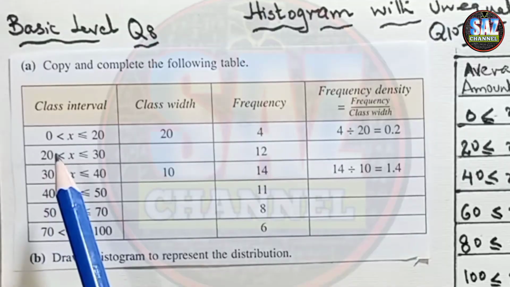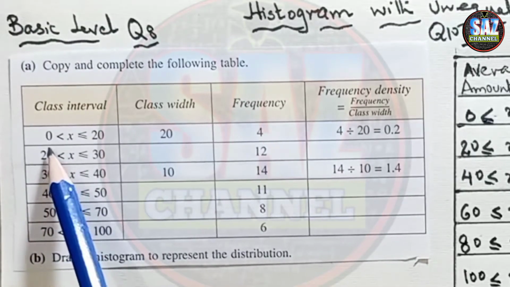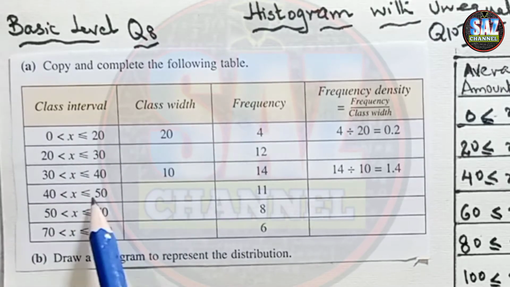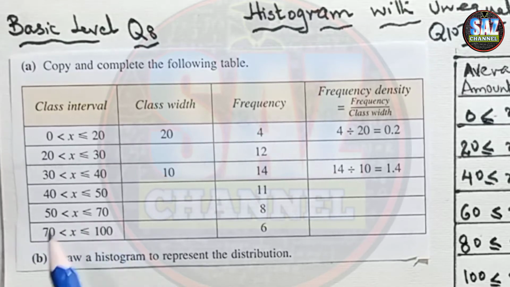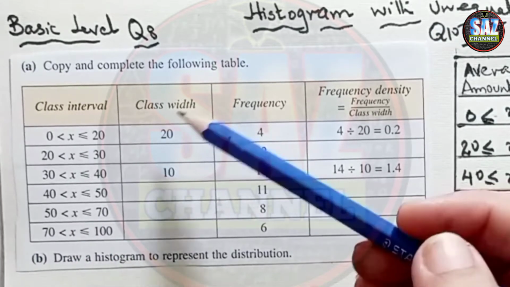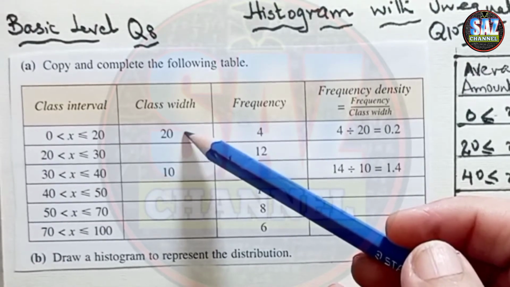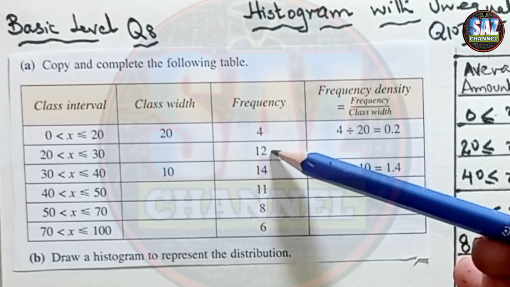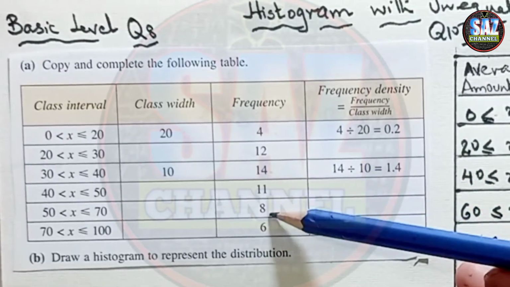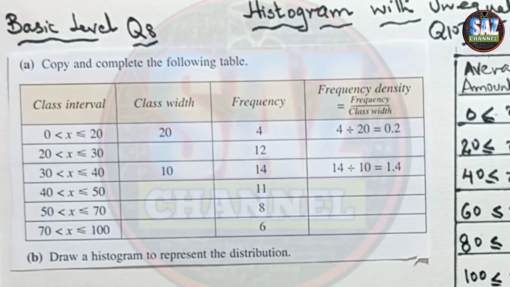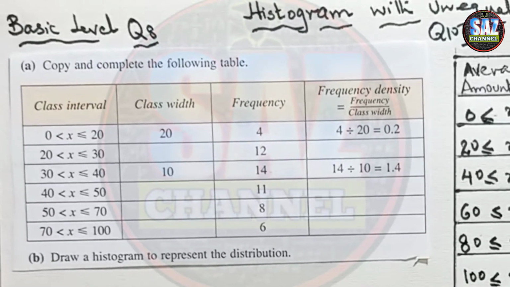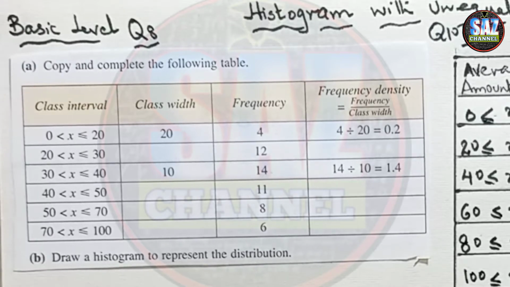The information is given in the form of class intervals, that x lies between 0 and 20, then 20 and 30, then 30 and 40, 40 and 50, 50 and 70, and 70 and 100. Then the class width of the first class is 20, and then the next is 10, and the frequencies are given: 4, 12, 14, 11, 8 and 6. Then frequency density is given, that frequency density equals frequency upon class width.